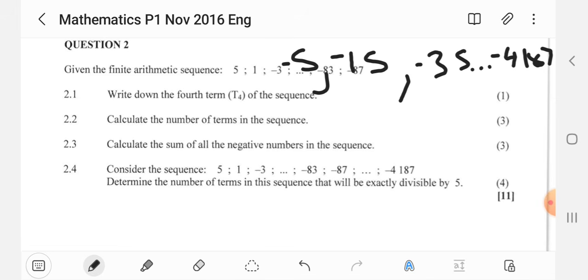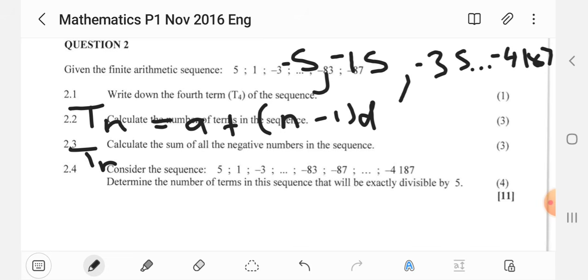All right, so here we'll say Tn equals a plus n minus 1 d. It's still an arithmetic sequence, so Tn equals 15 first, the first term of the sequence.